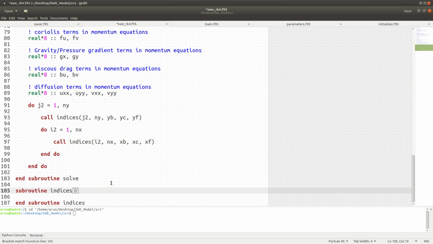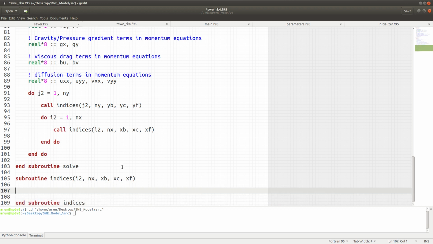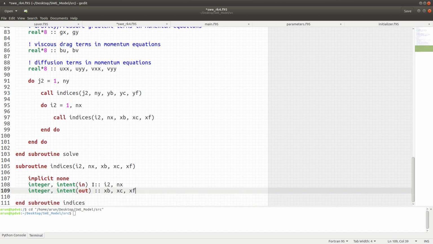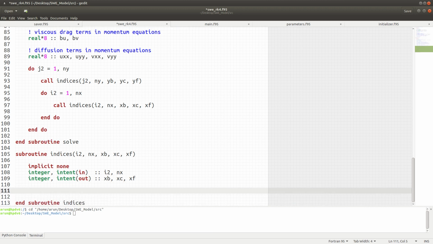So I'm going to call this subroutine over here, and this is indices, which is going to take, let's say, i2, nx, ny, so not ny, this is xb, xc, and then xf. Let me write them out over here. So implicit none. These variables are going to come in, and these variables are going to go out with the new value.